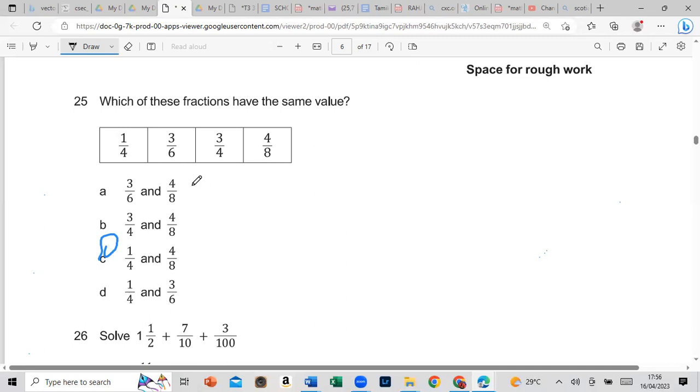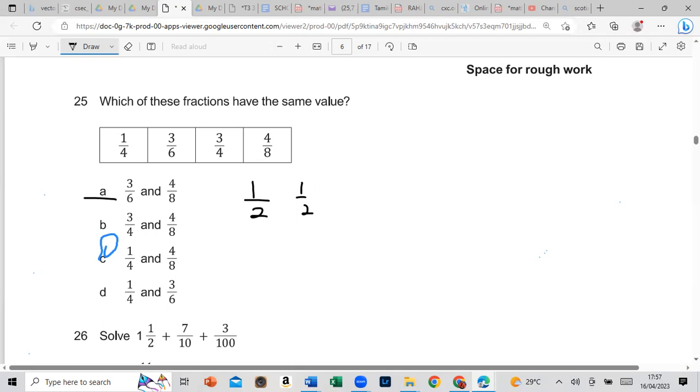All right, let's look at it. Guys, you definitely have to inspect each answer given, break them down to the lowest terms, and see which of them is equivalent. So this is actually equivalent fractions. 3/6 breaks down to a half, and 4/8 is also a half. So it's A. We didn't have to go any further.